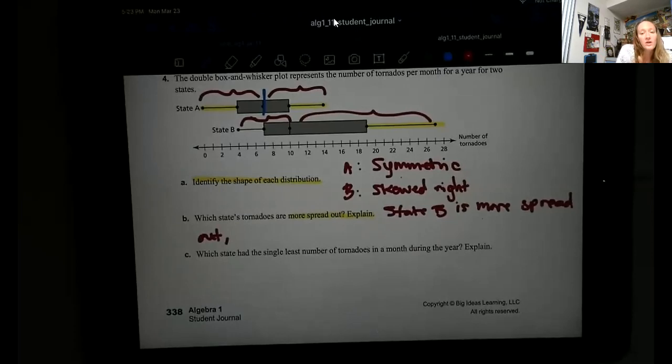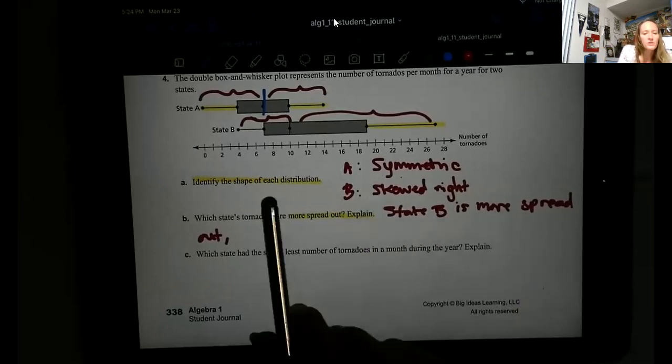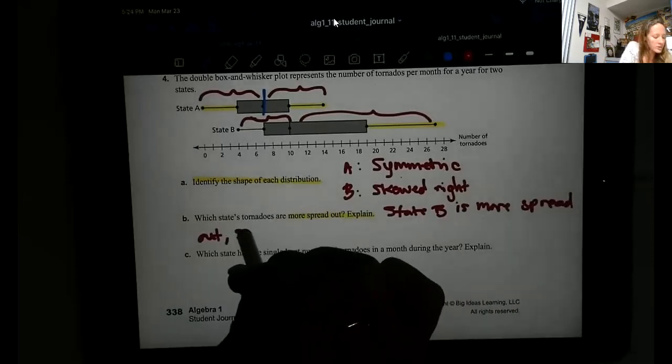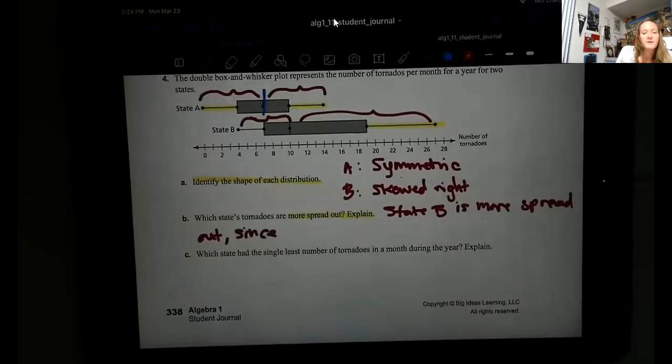The other way is to start with what you know to be true and then explain why. So the book did it one way, I'm just showing how to do it the other way. The other way is state B is more spread out, and I'm going to say since, or you could also say because. Now we have to actually give a reason why.